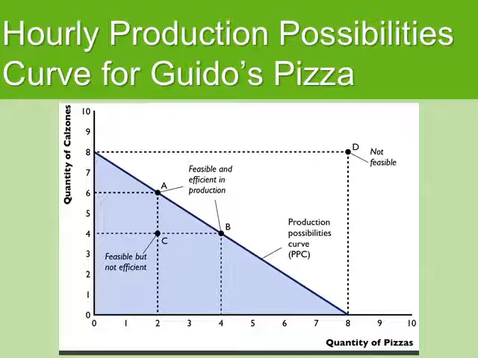But if he were at point C, he is not using all of his resources, including labor. This is bad not only for Guido, but it's bad for us as a society, because it means there are people possibly who are unemployed who theoretically could have jobs.